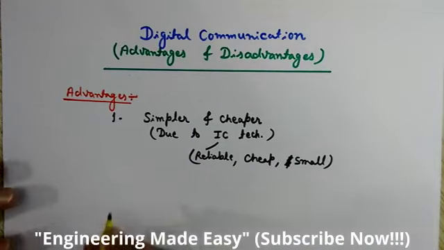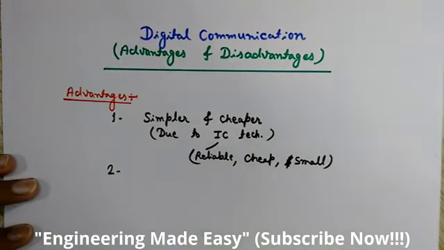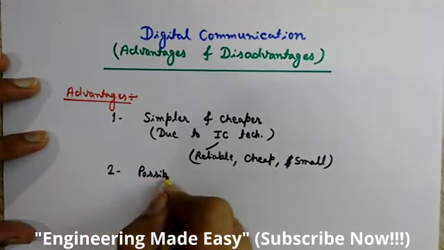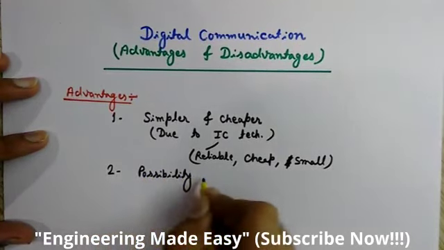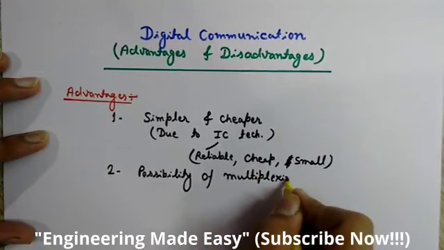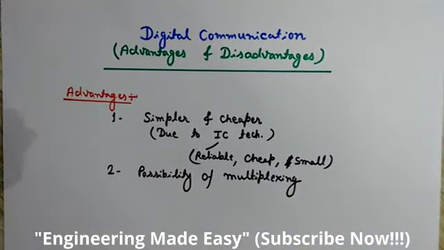Now let's come to the second advantage of digital communication. In digital communication, it is possible to use multiplexing to merge speech, video, and other forms of data for transmission over a common channel. The second advantage is the possibility of multiplexing. Multiplexing is possible.